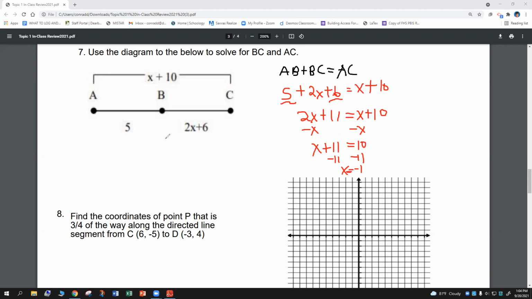Okay, when we substitute that back in, we're going to have 2 times -1 plus 6. That's -2 plus 6, which is going to give us 4, right? So that's good. And then -1 plus 10 is going to give us 9. And so we know we're good, right? 5 plus 4 equals 9.